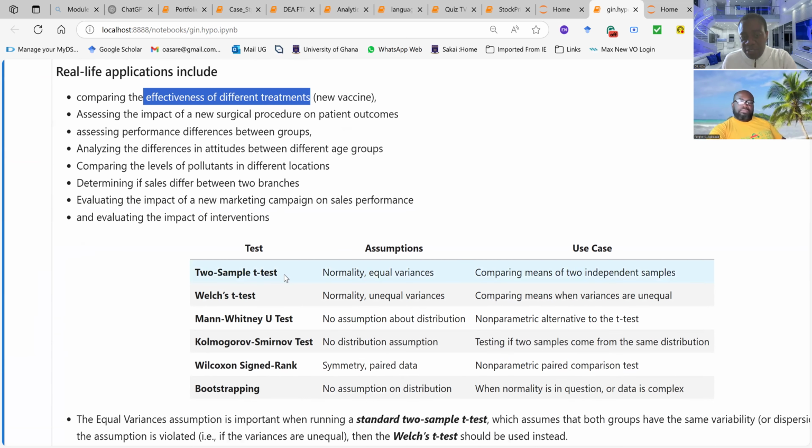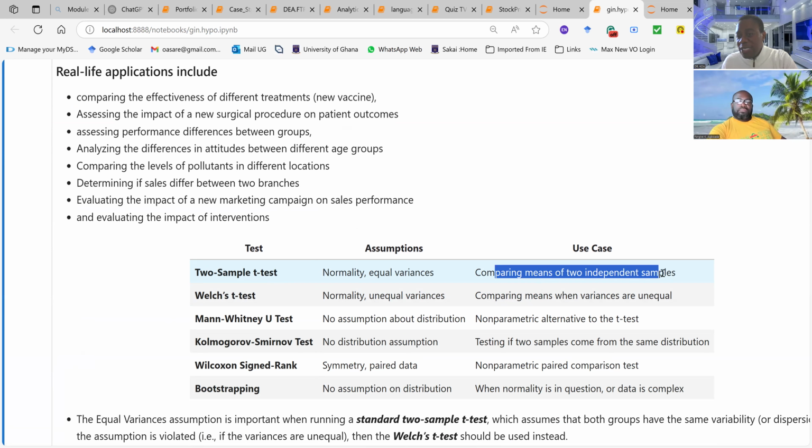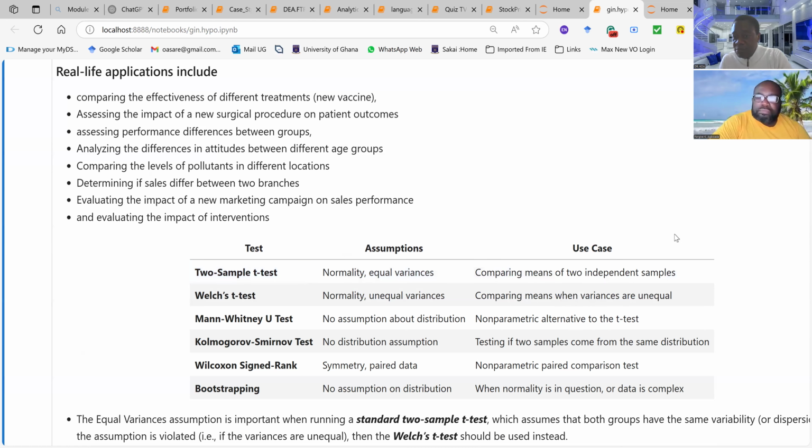There are several two-sample tests. For example, the common one that we know of is the two-sample t-test. With that one, you compare the means of two independent samples. Please note, samples can be dependent or independent. Dependent samples are before-and-after samples, where the subject is the same, but that subject is treated differently.